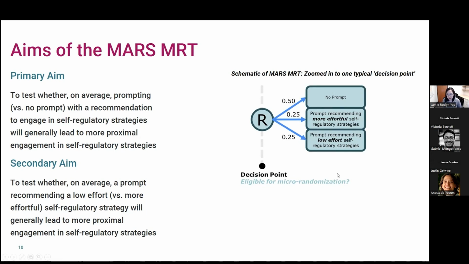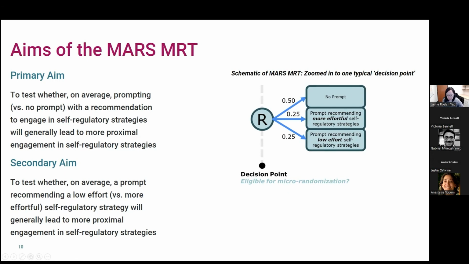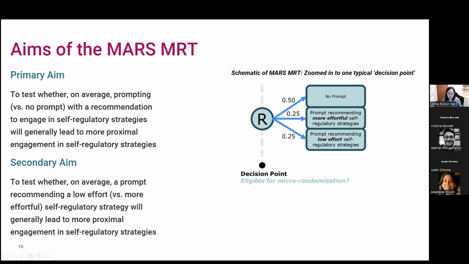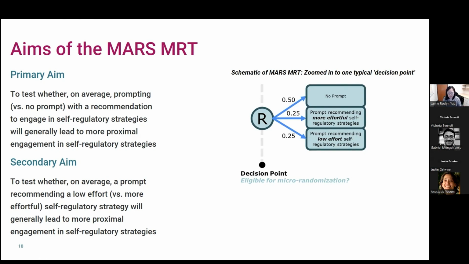Okay, let me take a little bit of a segue and talk about this footnote here, eligible for microrandomization. In the study, whether or not someone was microrandomized at a particular decision point was restricted. The rule is quite complex, but one example of when microrandomization was restricted was when someone was driving. When someone was driving and that was detected by the software, microrandomization didn't happen.